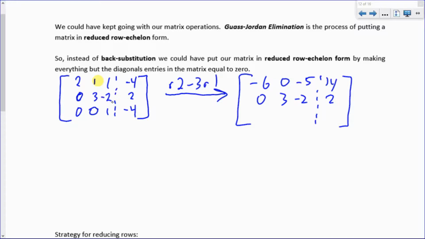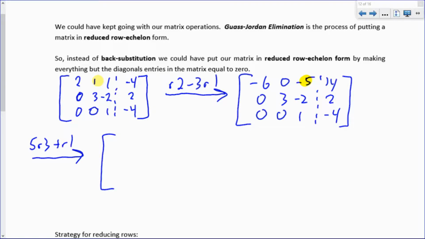Sorry, that should have been a -2 right there. 0, 0, 1, -4. Okay, the next one that I will attempt to make 0 is the -5 in the top right. And to do that, I'm going to do 5 times row 3 plus row 1.